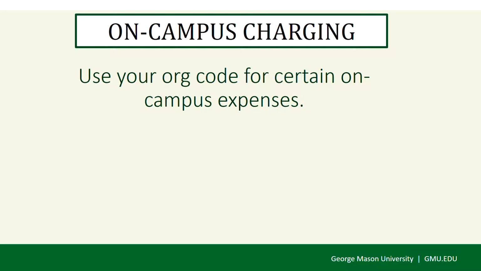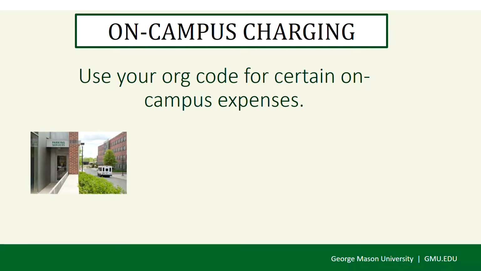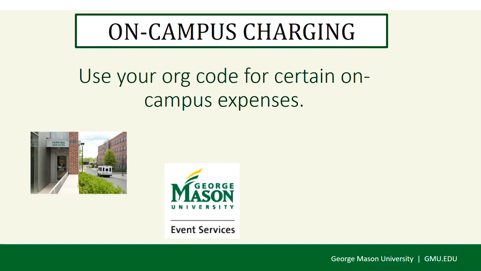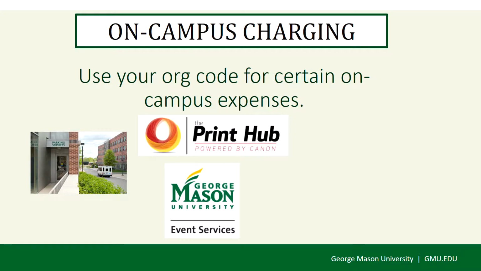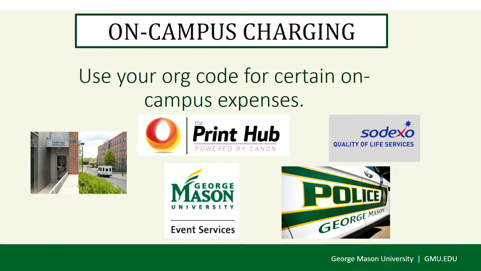The first spending method that we will discuss is on-campus charging. Your RSO may provide its organization code to certain on-campus offices to charge goods and services directly to its budget. These offices include parking services, event services, print services, the catering office, and police services. By providing these offices with your RSO's organization code, you are authorizing them to access your RSO account to deduct the final cost of the good or service that they are providing.